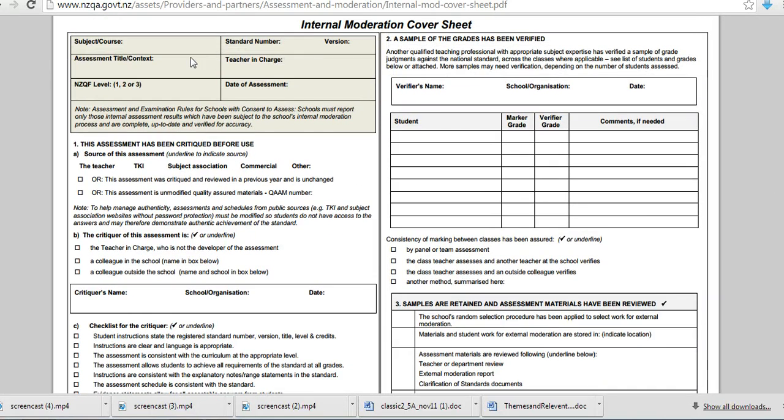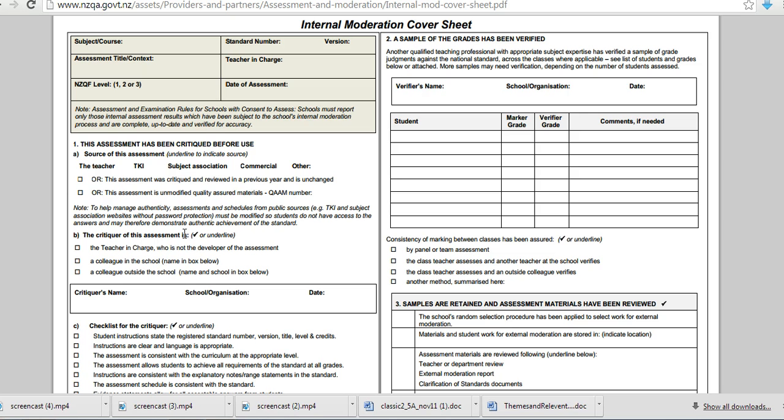So if you see up here, this is where all of this information comes. And it's really important that your assessments are critiqued before they're used. That's to make sure that your students have the fairest chance of meeting the standard. So the source of this is me, the teacher, so I would highlight in there and fill all this stuff in, it's pretty basic things.